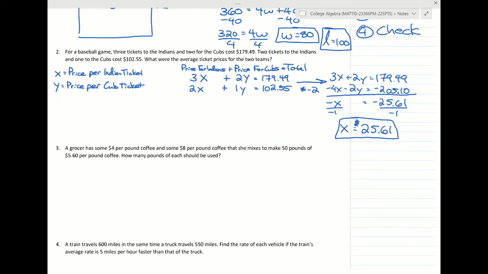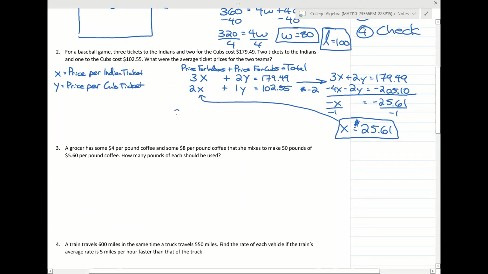And if that's 2561, we could go ahead and plug it in and solve for y. So 2 times 2561 plus y is equal to 102.55. 2561 times 2 comes out to 5122. And if we subtract that, we just get y is equal to 5133.